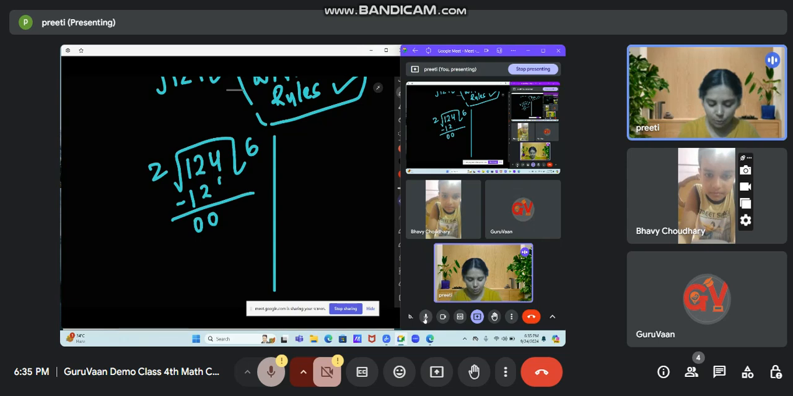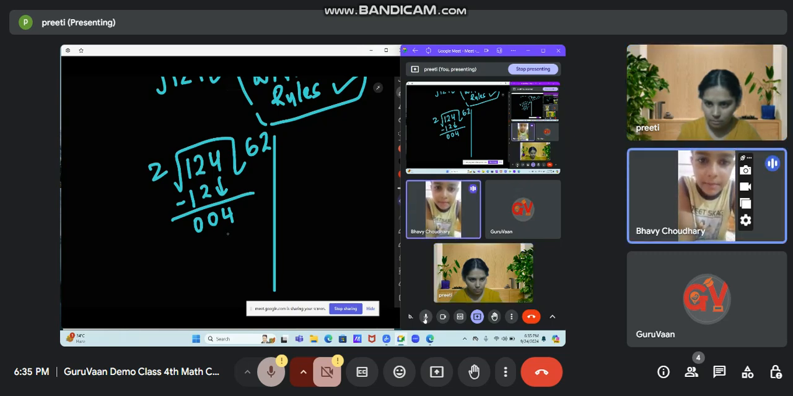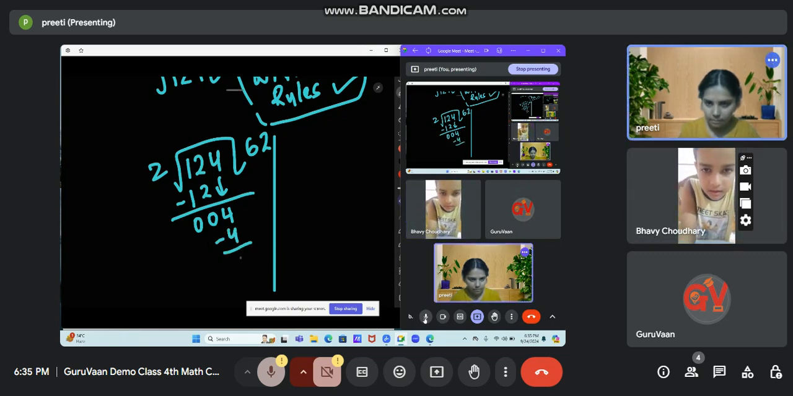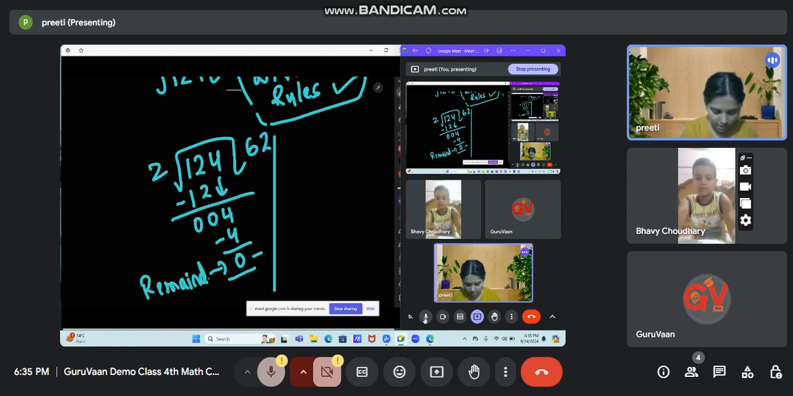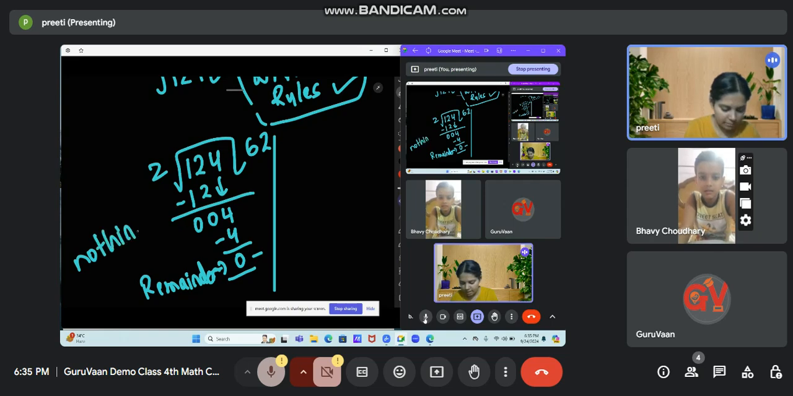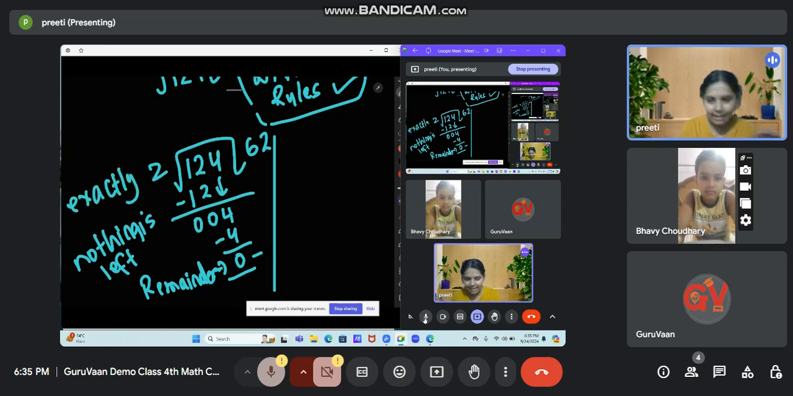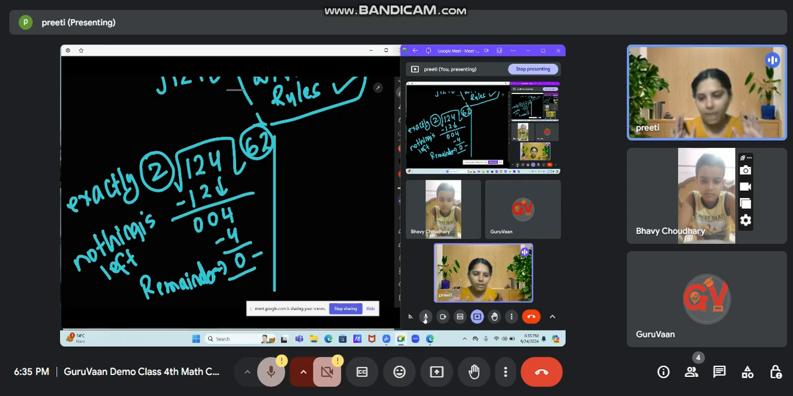After that I need to bring this 4 down here. Then 2. 2 times 2 is? Ma'am, then minus 4. Then it becomes 0. Now you see the remainder is 0. Remainder means what is left. If nothing is left, it means everything is divided, right? So we use the word exactly divided. Exactly, there's nothing left. So in this case, I can say 2 and 62, both are the factors, right?